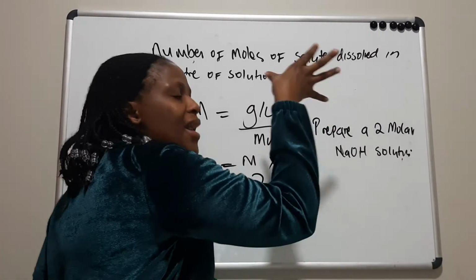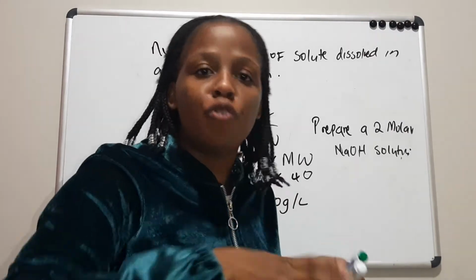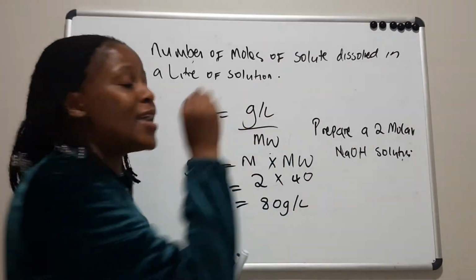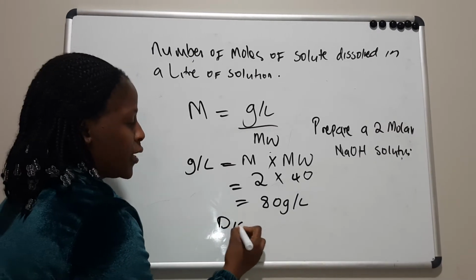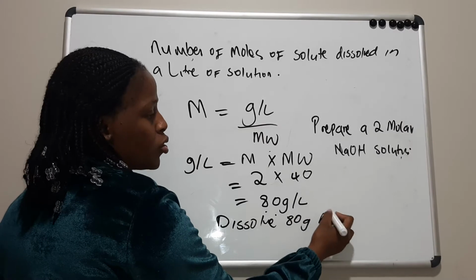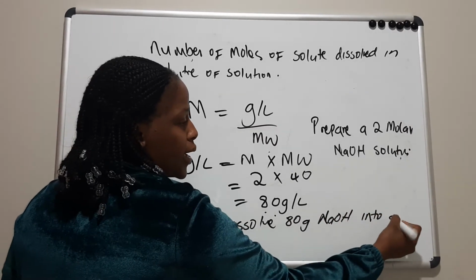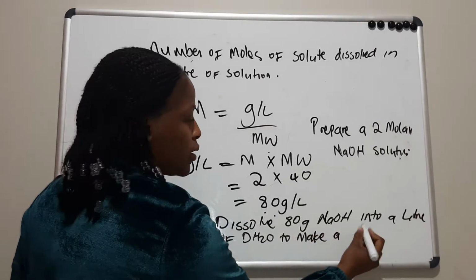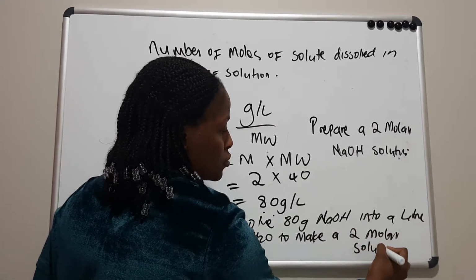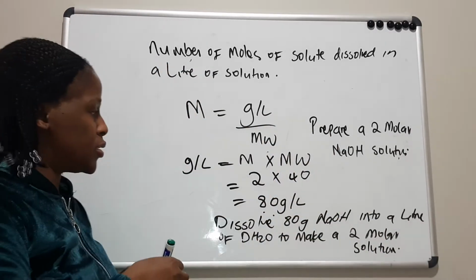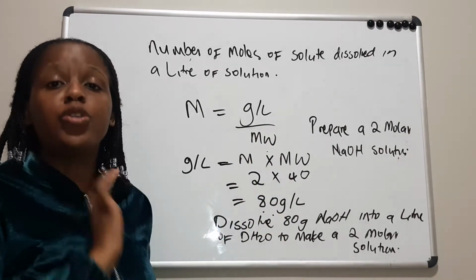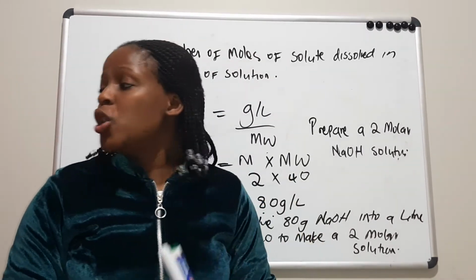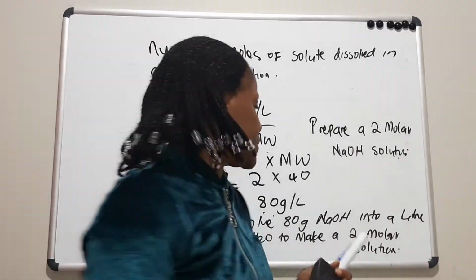And if you are not asked to prepare a solution with a specific volume, then you're going to leave it there. You don't have to go any further. So to prepare a 2 molar solution, you are going to dissolve 80 grams of sodium hydroxide into a liter of distilled water to make a 2 molar solution. That's where you're going to leave it. This is your complete answer on how to prepare a 2 molar solution, because they didn't give you a specific volume. Now let's do an example whereby you are given a specific volume so that you can see how to go about that.